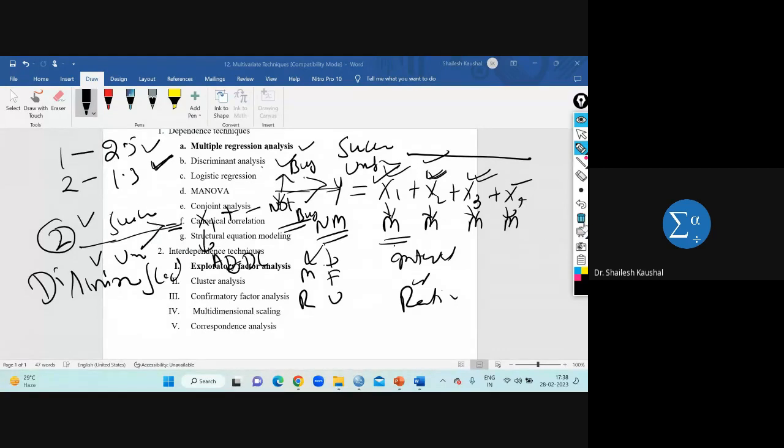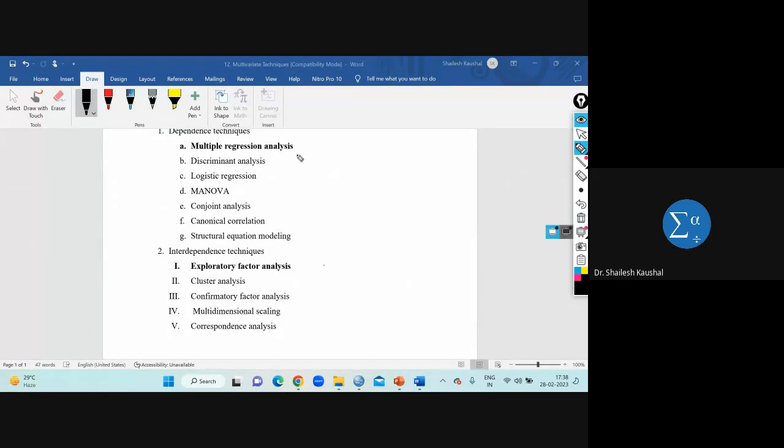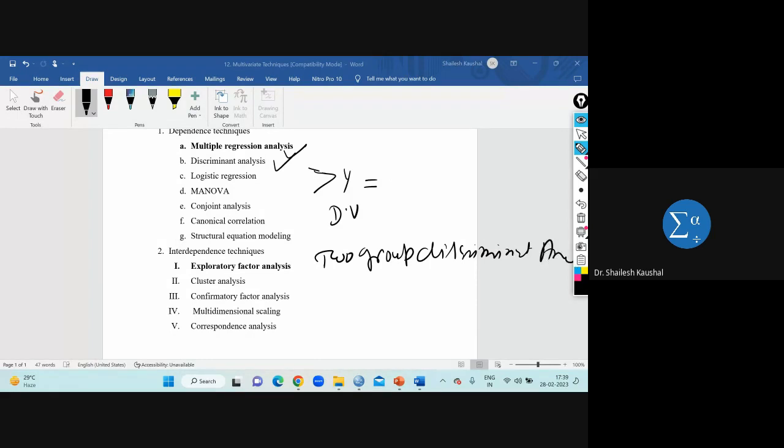So the main difference between multiple regression analysis and discriminant analysis is that in discriminant analysis, the outcome variable, our dependent variable, is nominal. If we divide our outcome variable into two groups, meaning successful and unsuccessful, this technique is known as two group discriminant analysis.